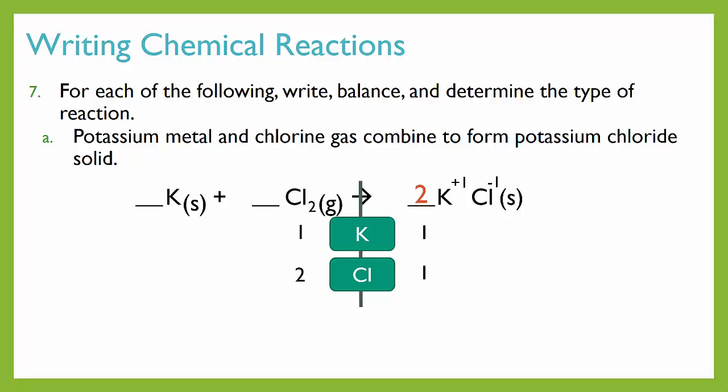So to fix this, I'm going to start by putting that 2 in front of potassium chloride. That gives me 2 chlorides, but it also gives me 2 potassiums. So then my solution is to go to the other side and put a 2 in front of the potassium. And now my equation is balanced. This is a combination reaction because 2 things combine to make 1 product.